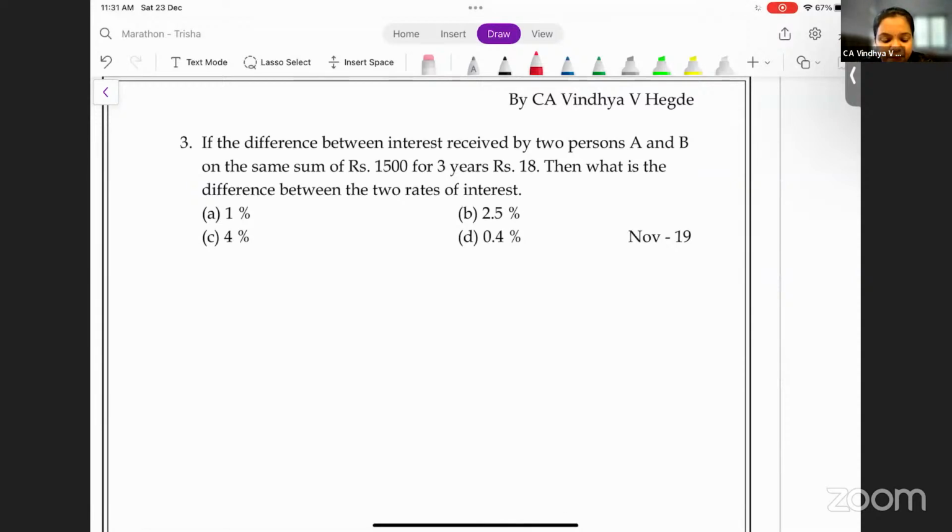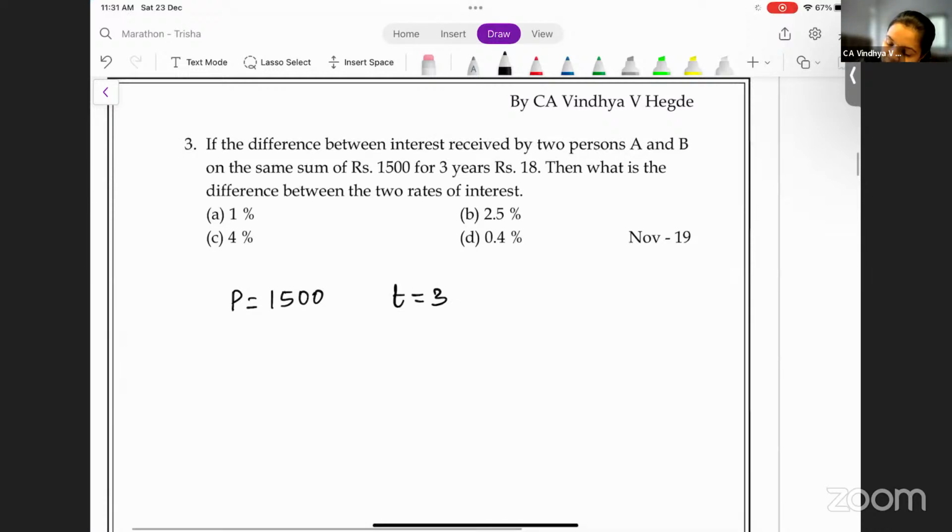If the difference between interest received by two persons A and B on the same sum of money, there is a difference in the interest. Okay. Principal is 1,500 for 3 years. Difference is given as 18. Correct? Then what is the difference between the two rates of interest? Okay. It's a simple question. You don't have to complicate it. Simple. Do this.